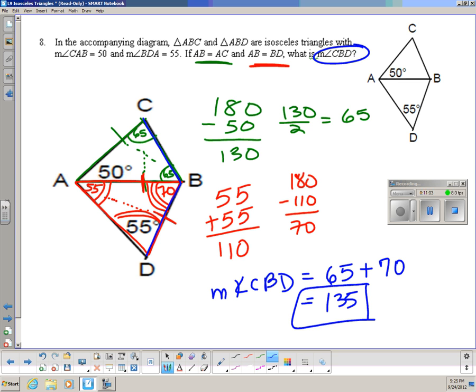And that's our final answer. I really like that problem. I think if you really understand what's going on with this topic, that's a good problem. And if you don't, it's a bit troublesome.